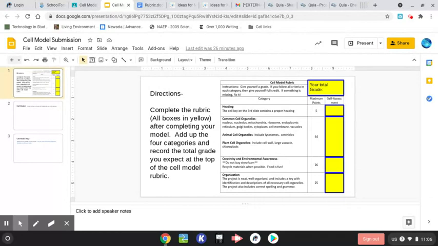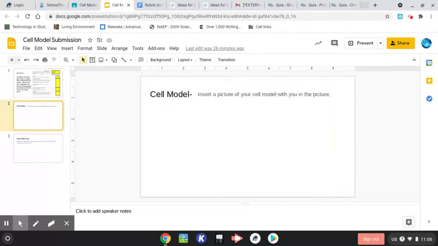Go to the second slide, please. Here's where you're going to insert a picture of your cell model. Make sure you are in the picture with your project. I want to know that it's yours, that you didn't just take one off the internet and pop it in here. I'll know that if you are in the picture with your cake. Go to the last slide, please.